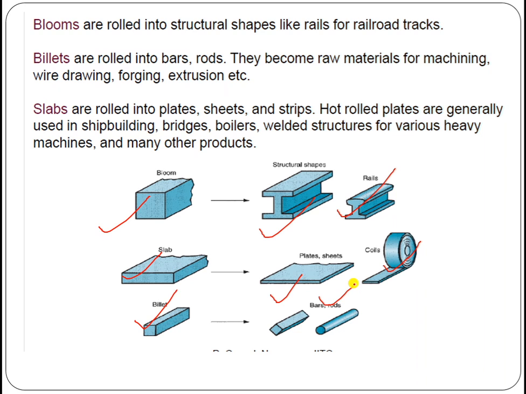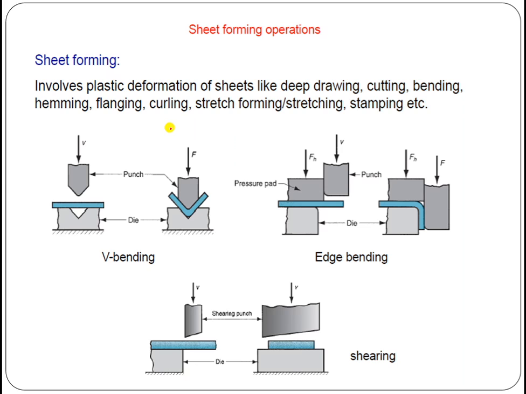These are the materials which can be manufactured and used for various applications like rail and rail tracks. Then these are some of the things which are used for bridges, boilers, shipbuilding. So these are the products which are useful. Sheet metal forming operations, this we have already studied. I'm not going into the details of this.